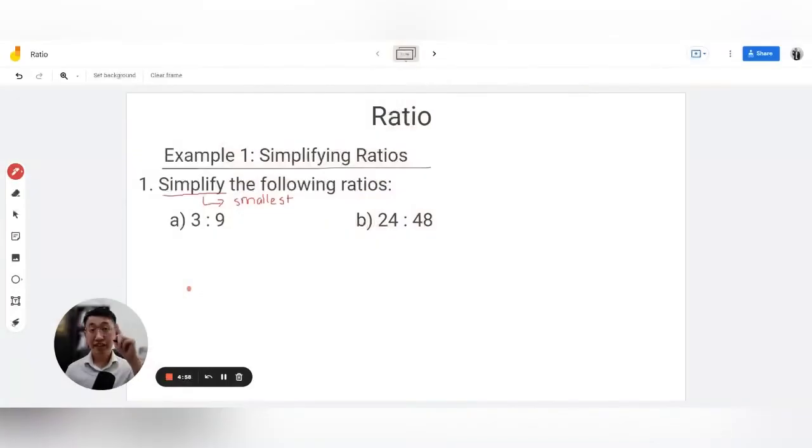Let's begin. Example one, simplifying ratio. Whenever you see the words simplify ratio, it means you get the answer as small as possible. So let us start. Simplify the ratios, A, 3 ratio to 9.